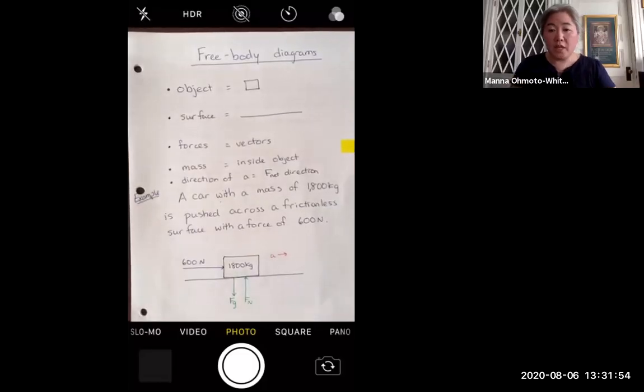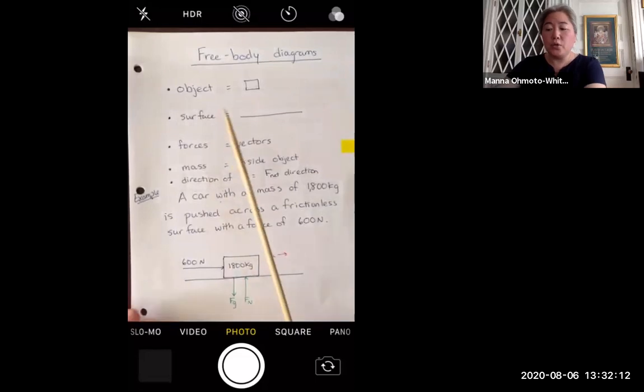This video will be talking about how to draw and use free body diagrams. Free body diagrams, or FBDs, are used in force calculations, and we will be using them throughout the course. It's a very simple way of being able to visualize what's going on.